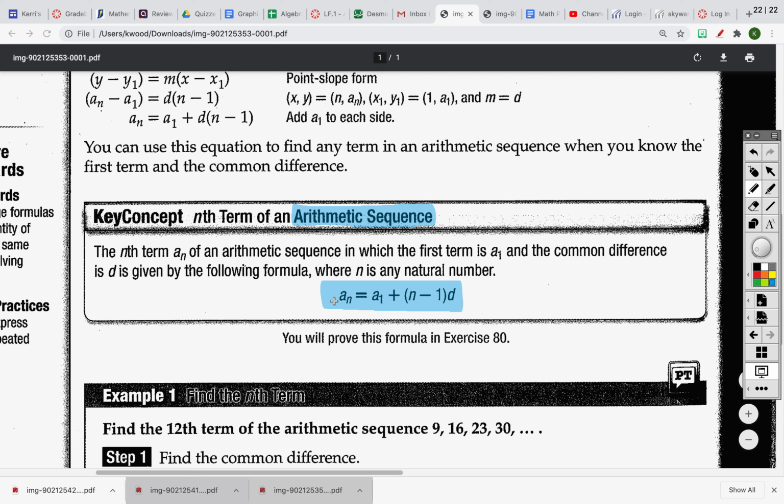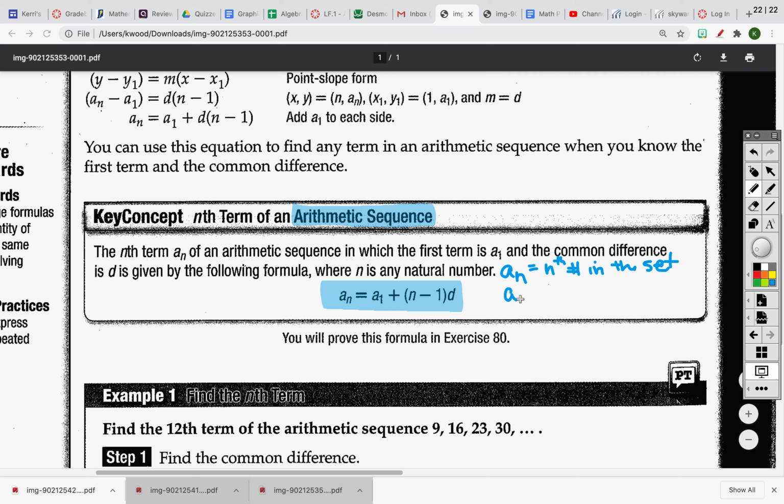So, what this is saying is that a sub n is any term, or the nth term, or a number, the nth number in an arithmetic sequence or in the set of numbers. So that would be if you wanted to find the 25th number in the set. If you wanted to find the 17th number in the set, this would be a sub 25, a sub 17.